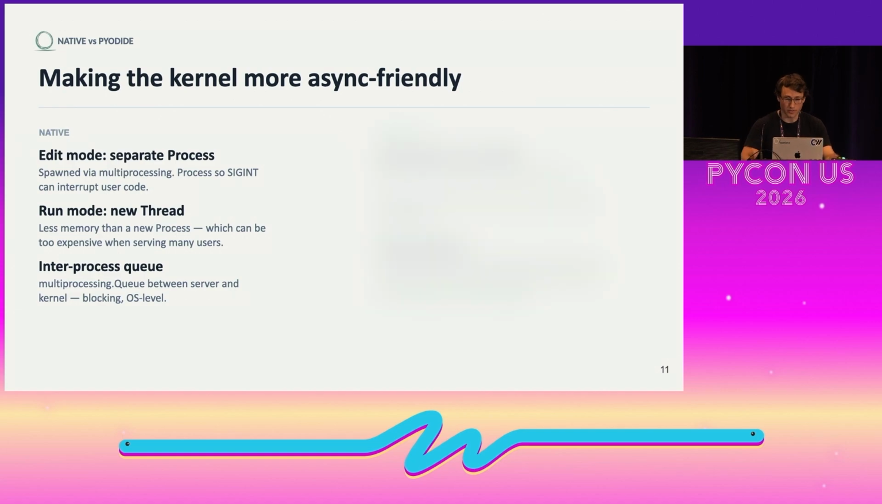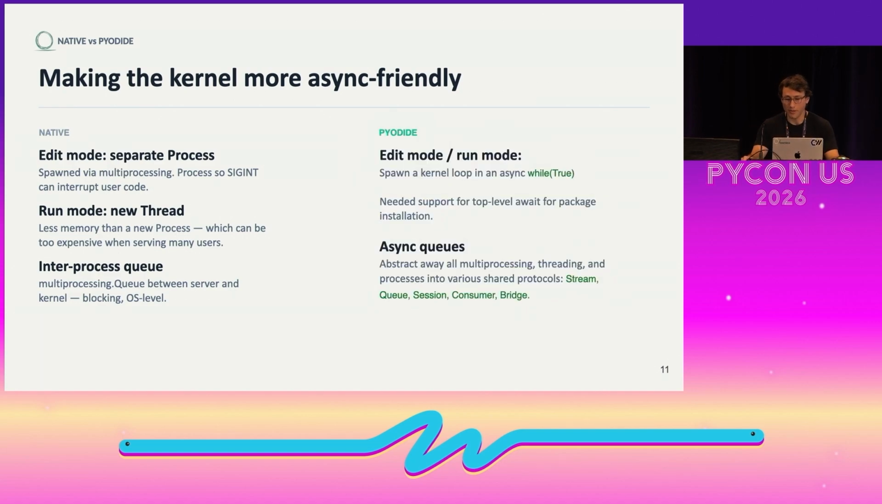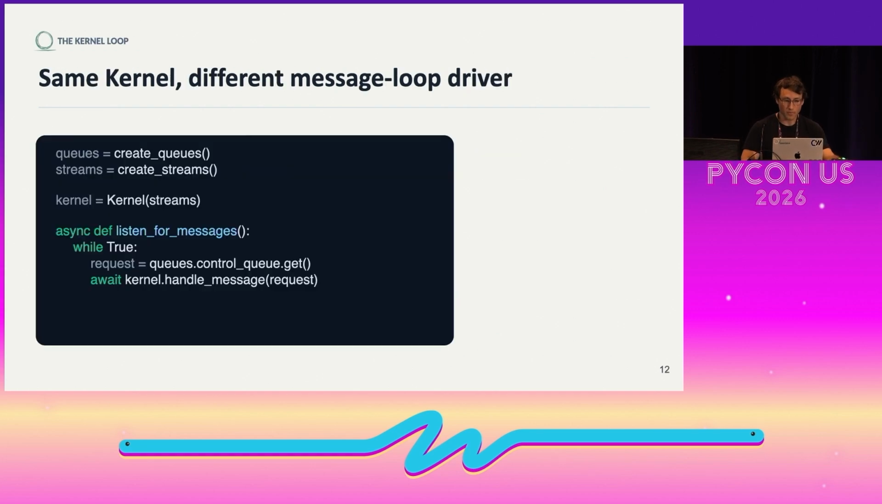So we had to make the event loop async all the way down. We switched all the queues to asyncio queues. We created shared protocols. And in the end, the final result was quite nice. We had interfaces such as a stream, a queue, a session, a consumer, and a bridge. Each runtime implemented their own, and then we can just chain these all together. So this is what the basic kernel looks like. You create some queues, these are messages coming in. You create some streams, these are messages coming out. You create the kernel. And then you just have a while true loop, taking messages coming in, handling them, and then emitting messages back through the streams.